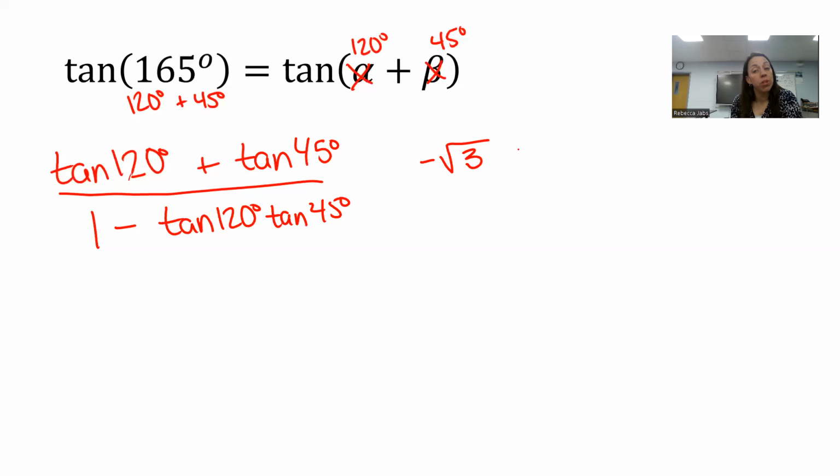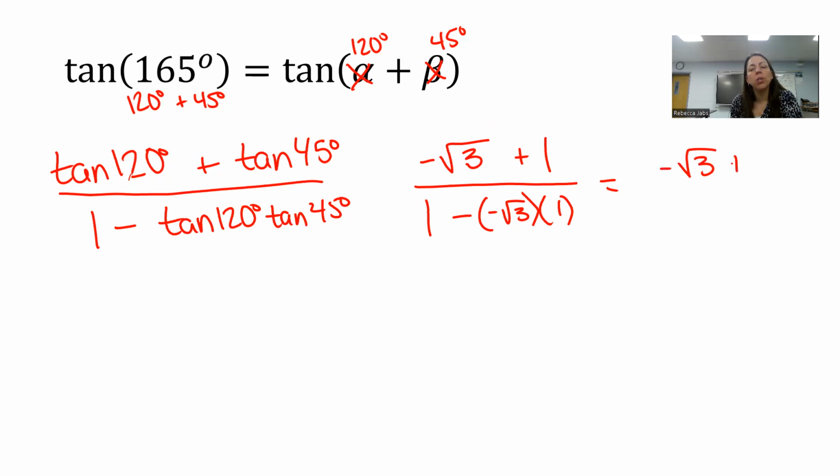Tangent of 45, still 1. Tangent of 45 is kind of nice because you're going to get 1s. So in the bottom, I'm going to get 1 minus, and then those exact same 2 answers multiplied together. I'm going to do the next step right here, kind of like I did before. We can leave it this way, guys. I'm going to leave it this way, but if you really want to, you could write the 1 first and then the radical 3.